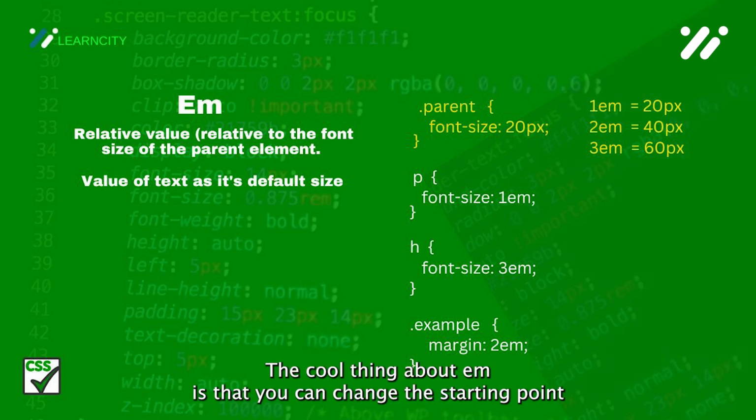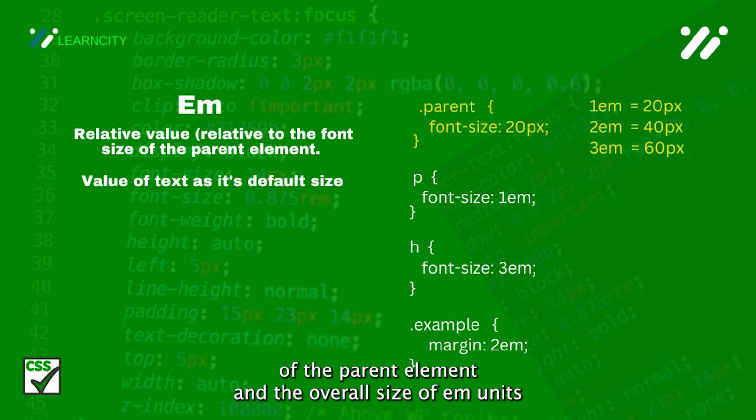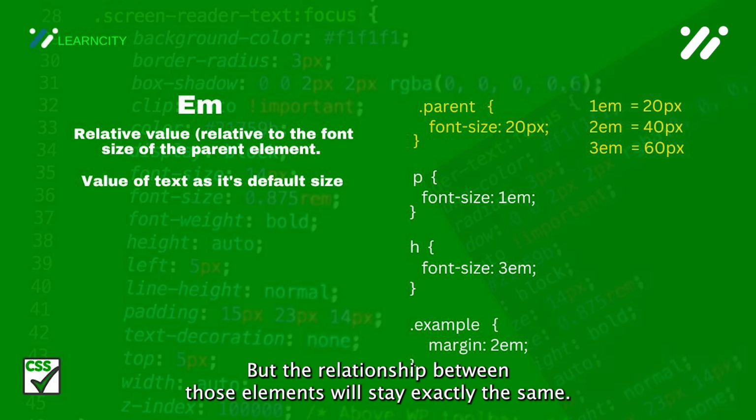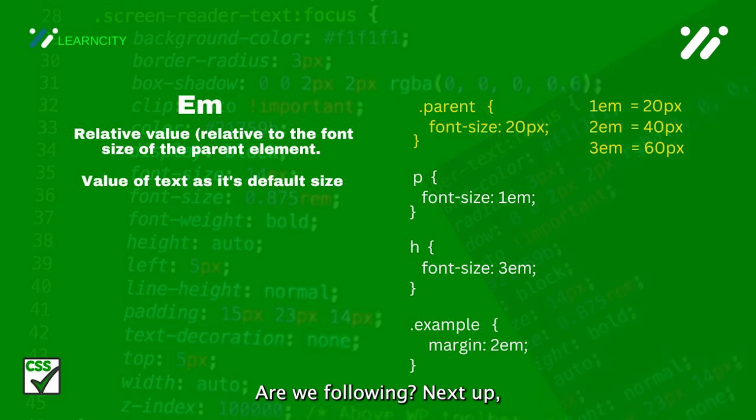The cool thing about ems is that you can change the starting point of the parent element, and the overall size of em units will get bigger or smaller as you've designated, but the relationship between those elements will stay exactly the same. Are we following?